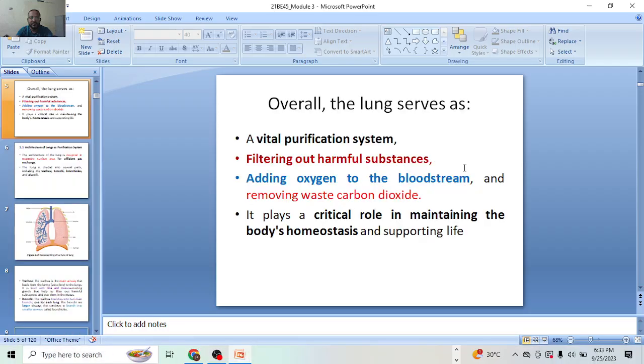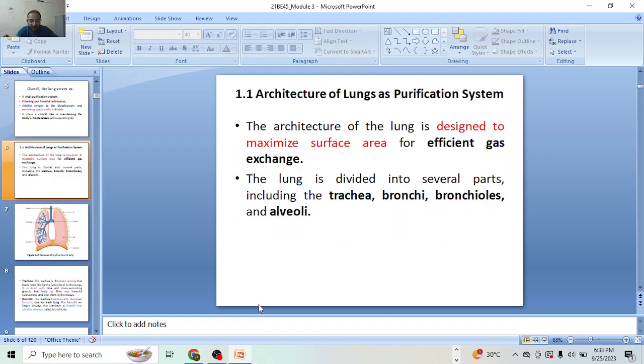Okay? So that's it, that's it for today. Next class we are speaking about the architecture of lungs as a purification system.